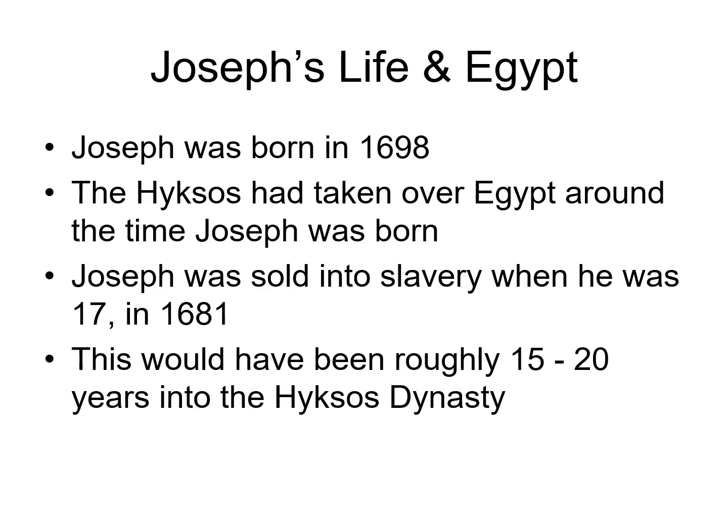So Joseph was born in 1698 BC, which was around the time the Hyksos had taken over Egypt. And he was sold into slavery when he was 17 in 1681. So this would have been roughly 15 to 20 years into the Hyksos dynasty.